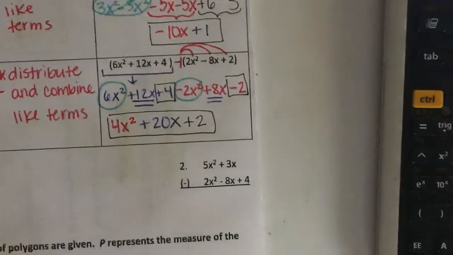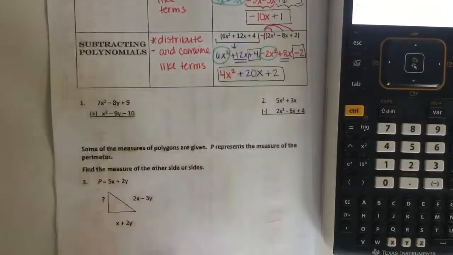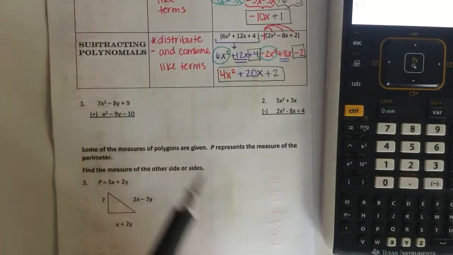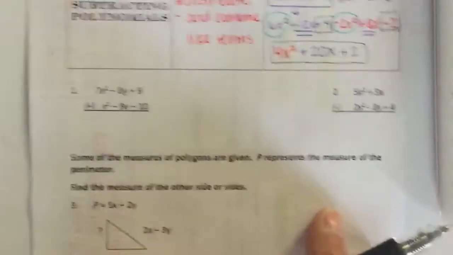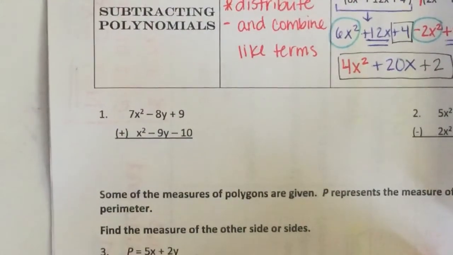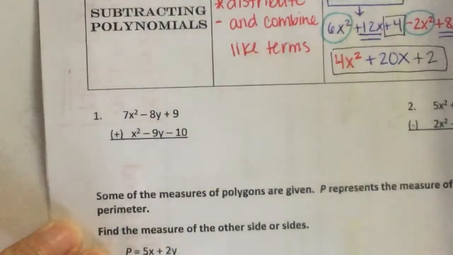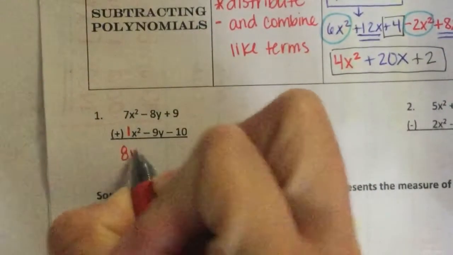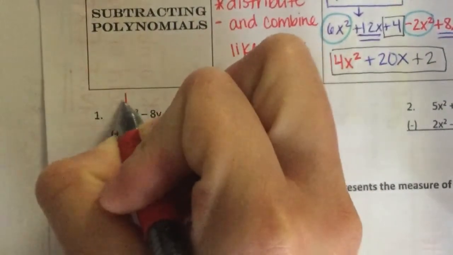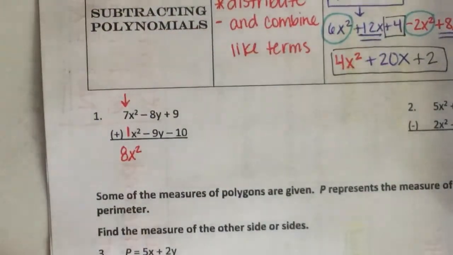All right, let's try some more examples. Now you have your work stacked on top of you. So this example number 1, you're going to combine them exactly the way they are. 7x squared, and you're adding 1x squared, 8x squared. Just add them stacked on top of each other.